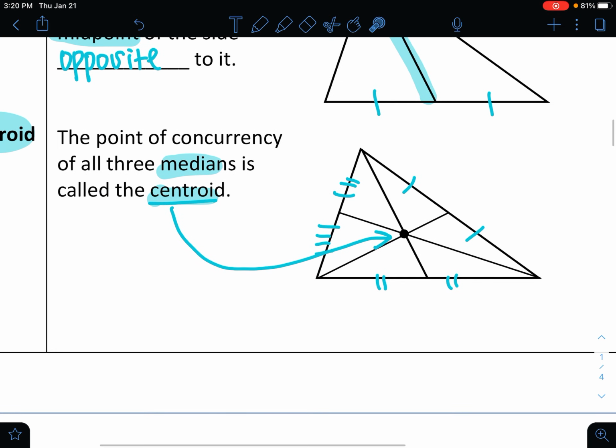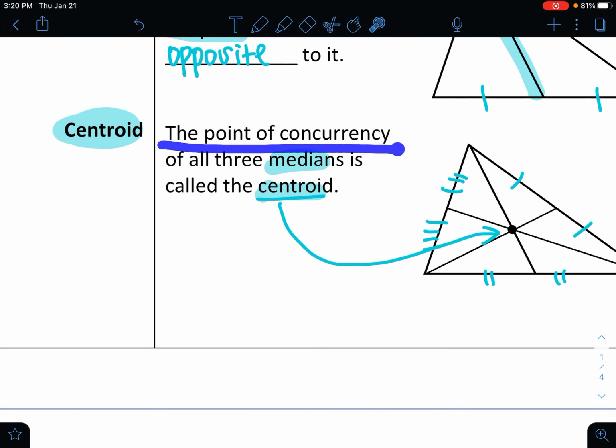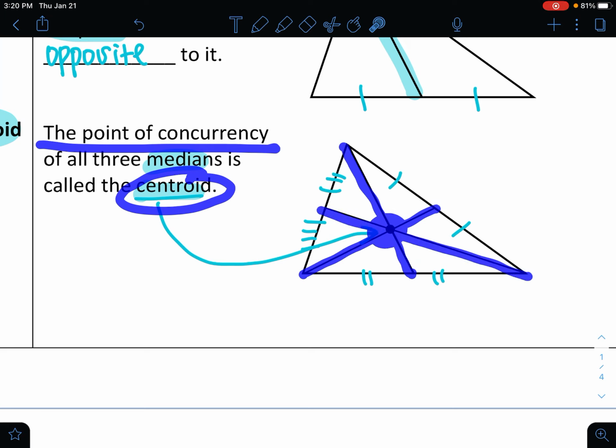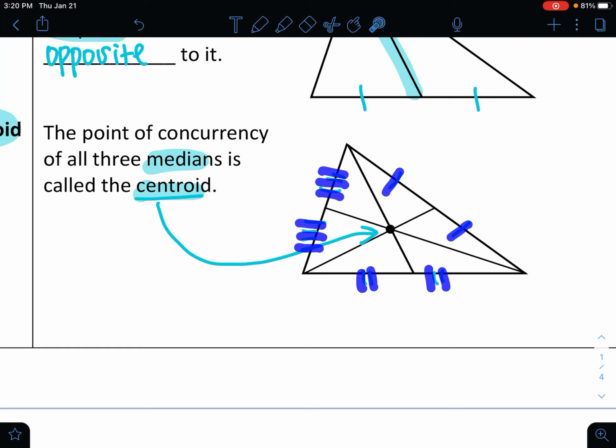And again, the point of concurrency, the point where all the medians come together, is called the centroid. We see a median here, a median here, and a median here, and they all meet at this point, which is called the centroid. So when you see these markings on a triangle, you know it's talking about medians. So it'll be a median problem.